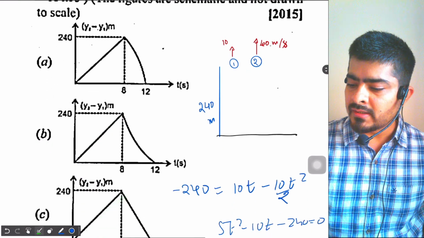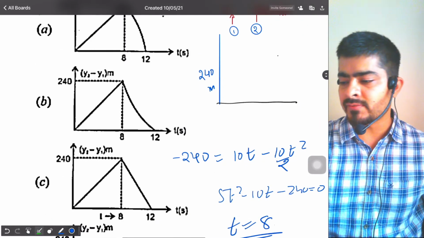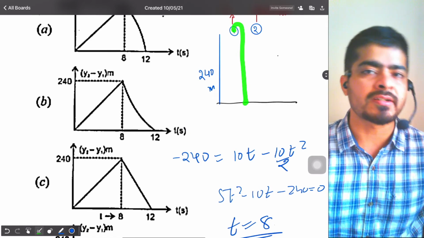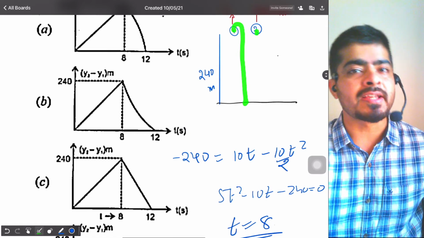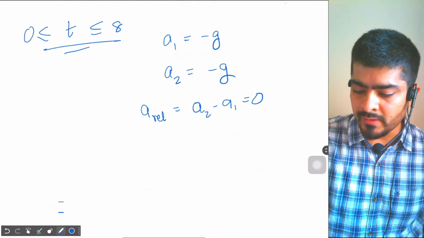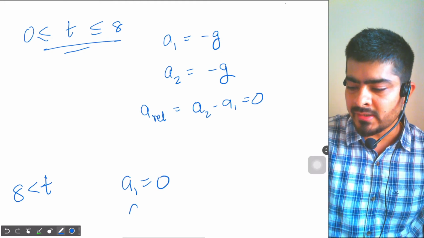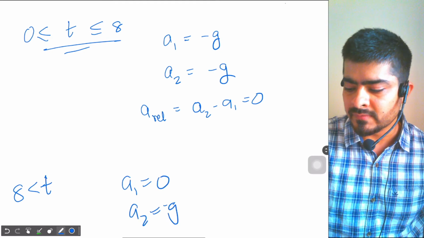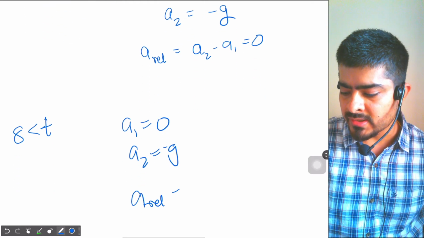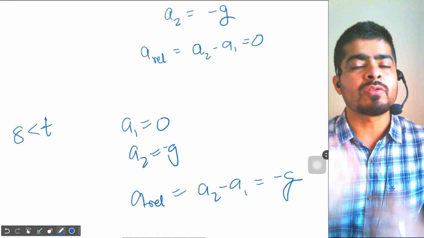Then the question remains: after 8 seconds, when the first ball has reached the ground, the second ball is still in the air. So now there will be no zero acceleration. For t greater than 8 seconds, acceleration of 1 is 0 while acceleration of 2 is minus g. So relative acceleration is now equal to a2 minus a1, that is equal to minus g. It is not 0 anymore.